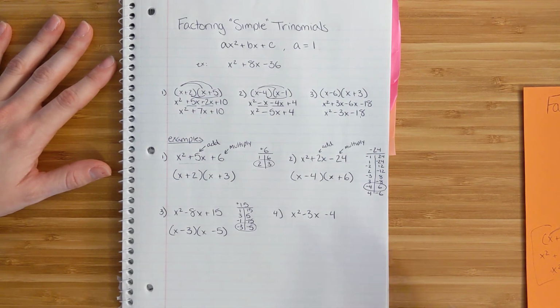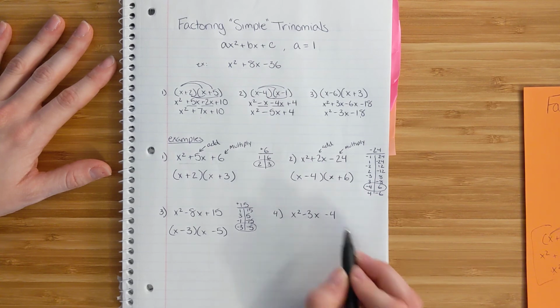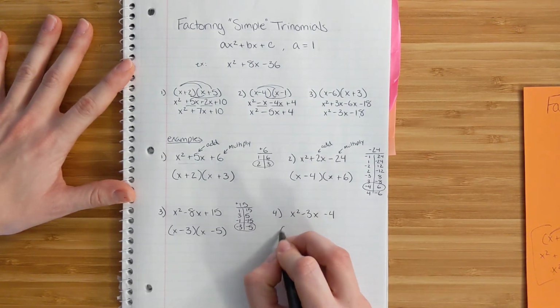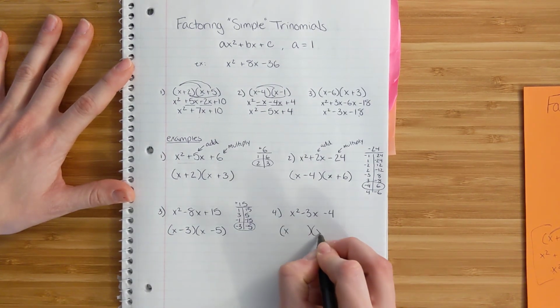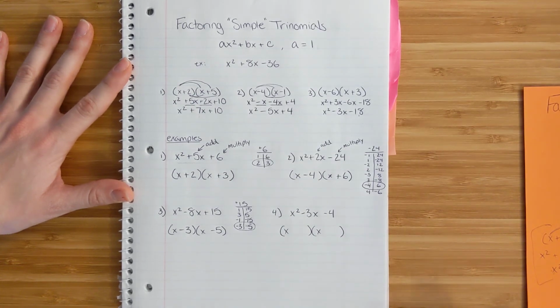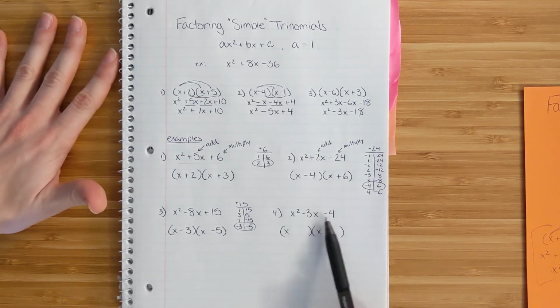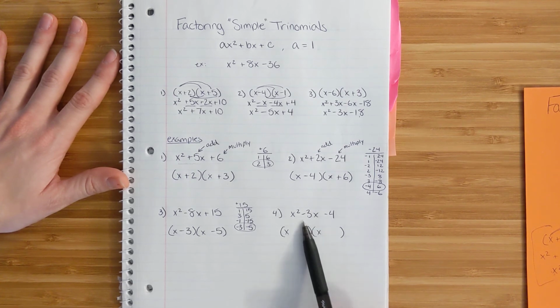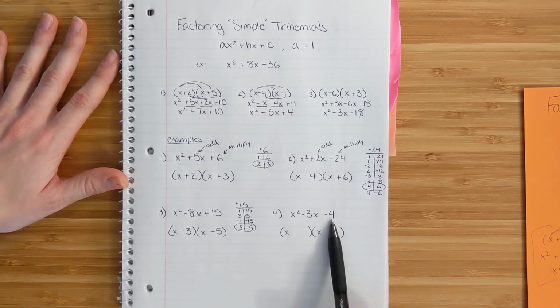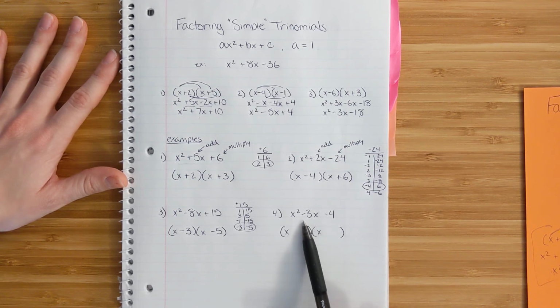Let's try the last one. X squared minus 3x minus 4. It starts with 1x squared, so my factors are going to start with 1x. What two numbers multiply to negative 4 that also add to negative 3? A lot of people right away think of 2 and negative 2 when they think of negative 4, but those don't add to negative 3.